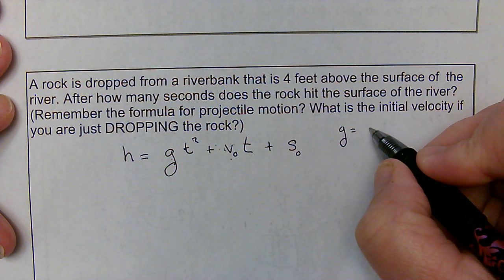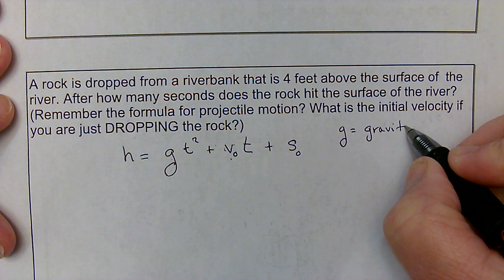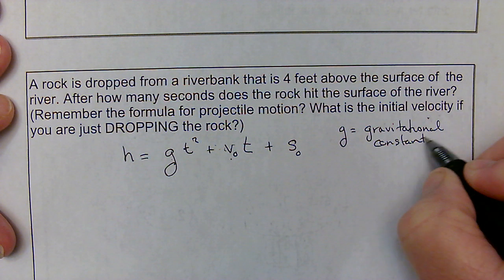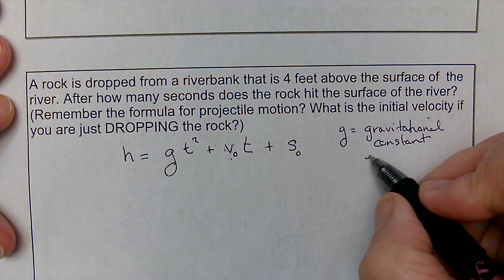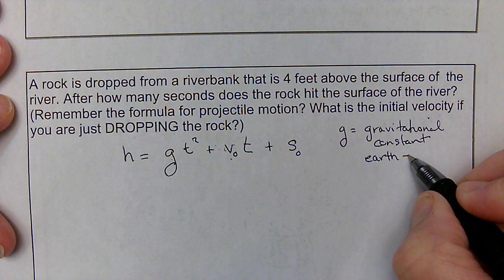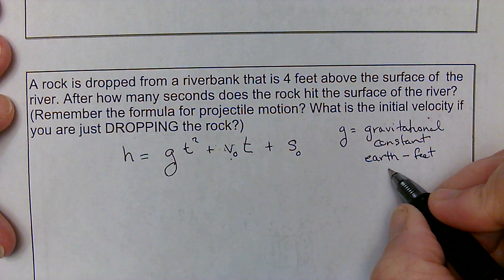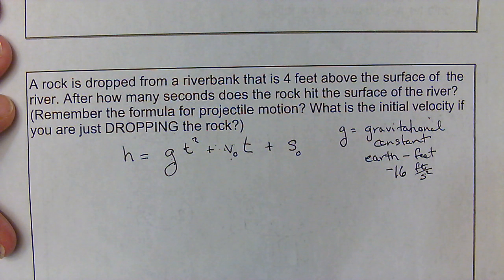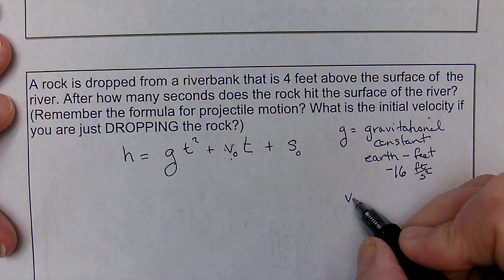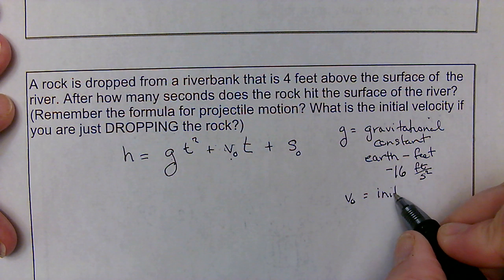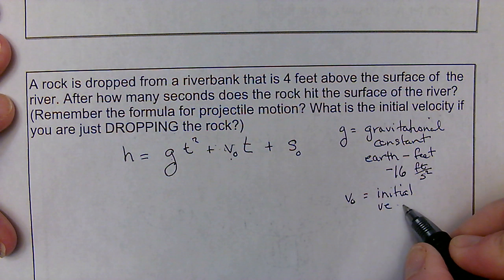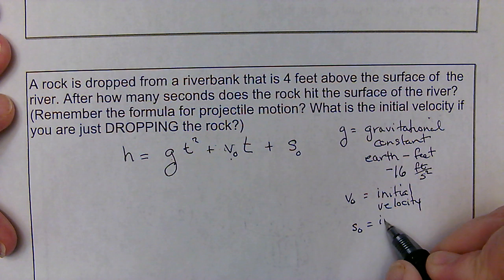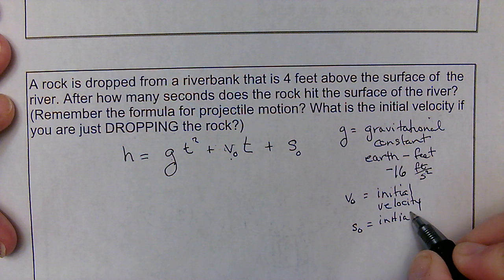So g is what we call the gravitational constant. And on Earth, when you're measuring in feet, it is negative 16 feet per second squared. V sub 0 is the initial velocity. Initial just means at the start. And S sub 0 is the initial position. And in this case, we're talking about height.